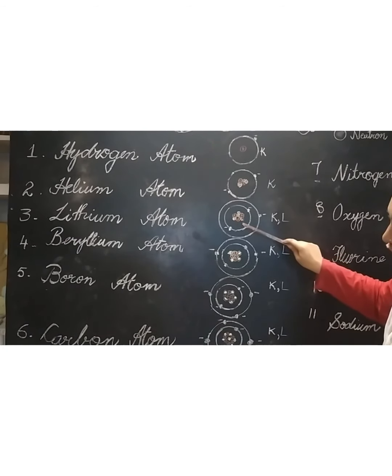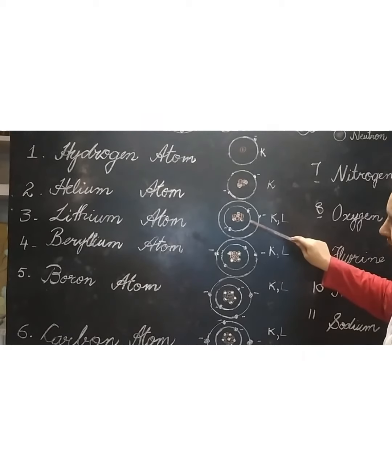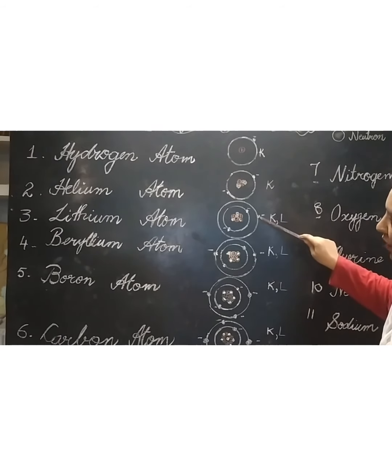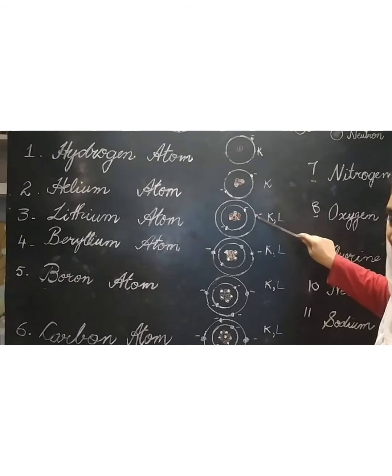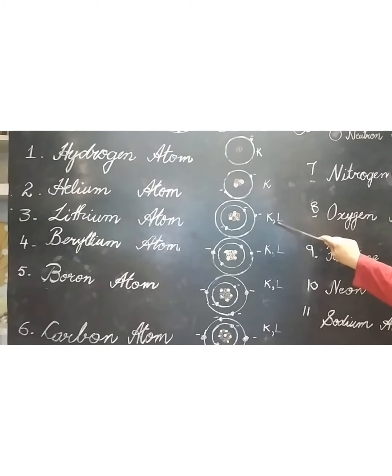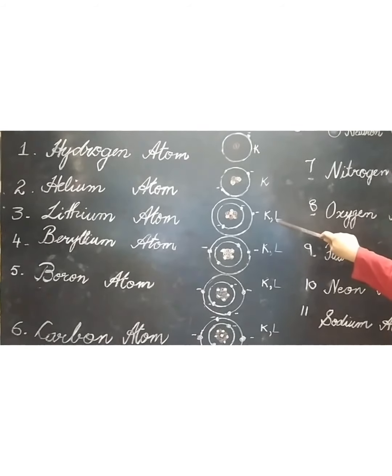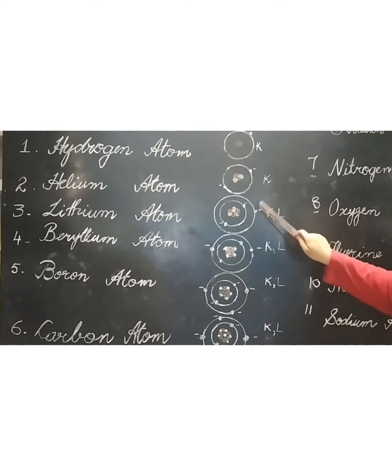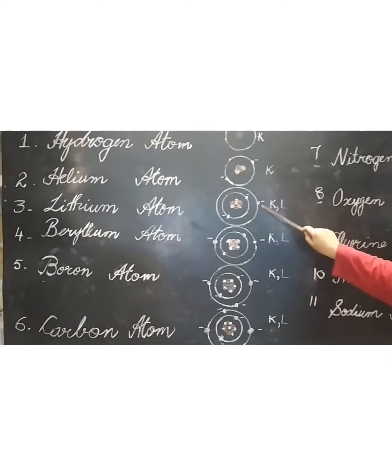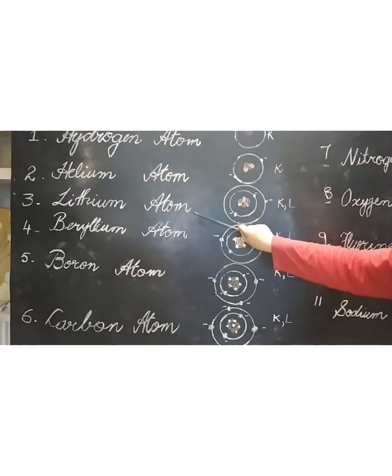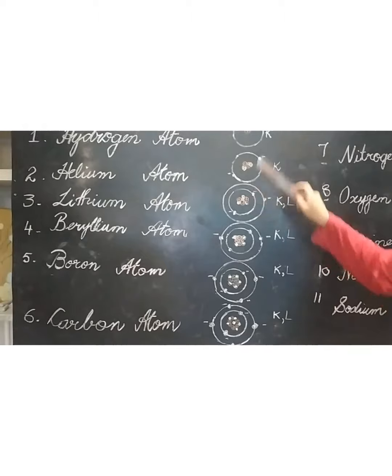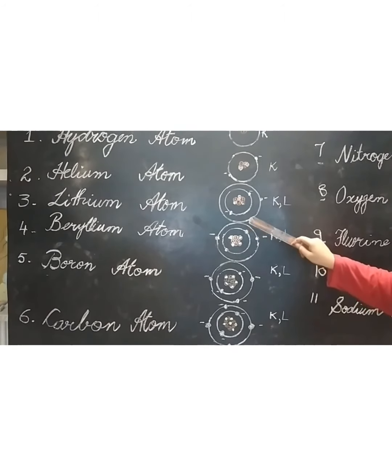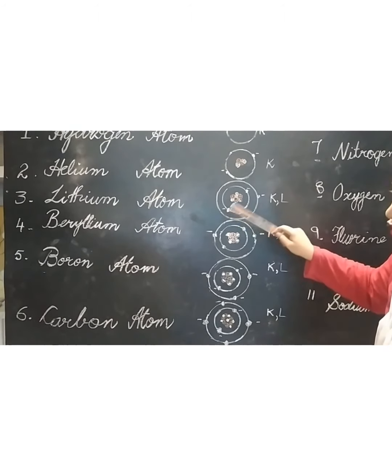Now K shell cannot have more than two electrons. So its third electron has gone to second shell. Second shell name is L. I have shown here L with blue color. So second shell has one electron in lithium atom. You can also draw these atoms in your journals by using lids of bottles.